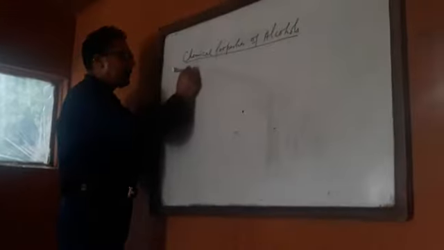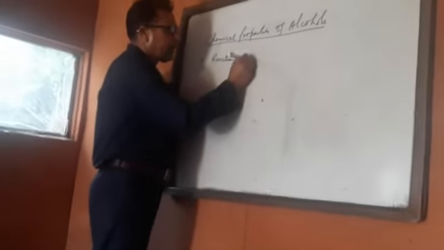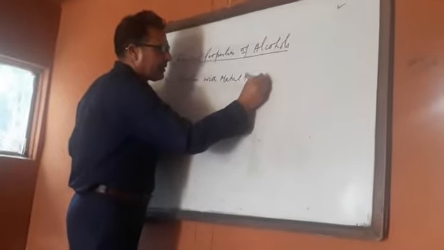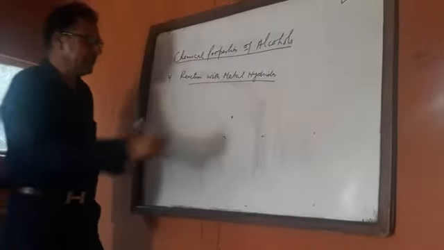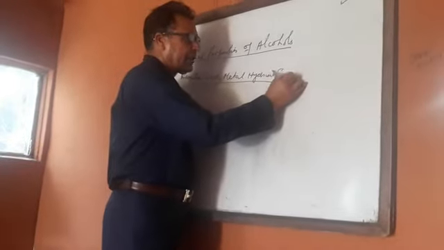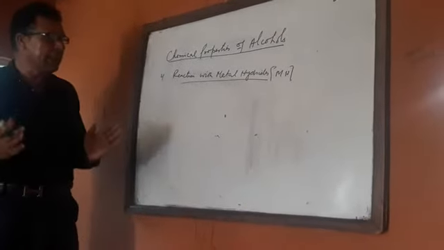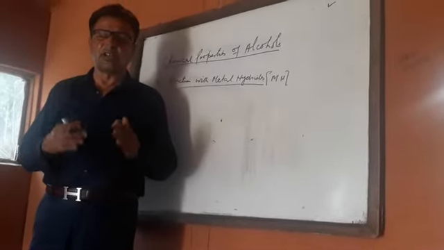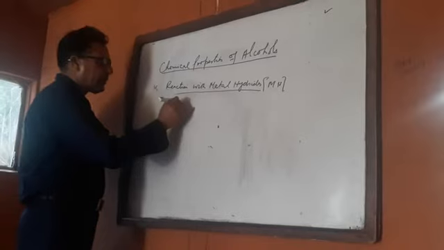Reaction with metal hydrides. That is MH, M is metal, H is hydride. Alcohols react with metal hydrides to form corresponding alkoxides with the liberation of hydrogen.